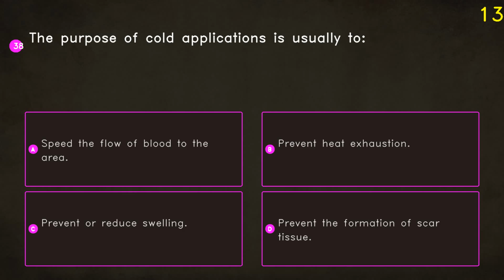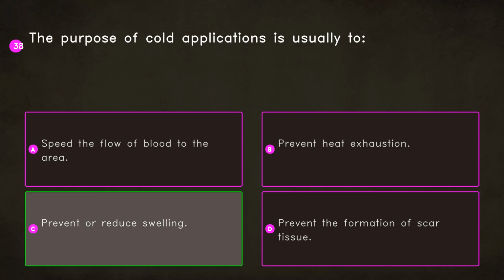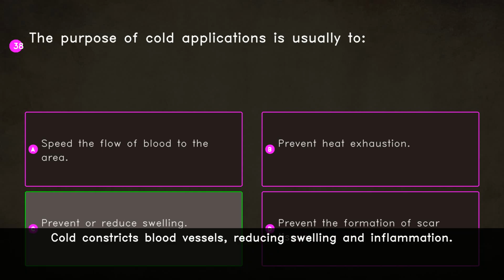Question 38. The purpose of cold applications is usually to A. speed the flow of blood to the area. B. prevent heat exhaustion. C. prevent or reduce swelling. D. prevent the formation of scar tissue. The correct answer is prevent or reduce swelling. Cold constricts blood vessels, reducing swelling and inflammation.